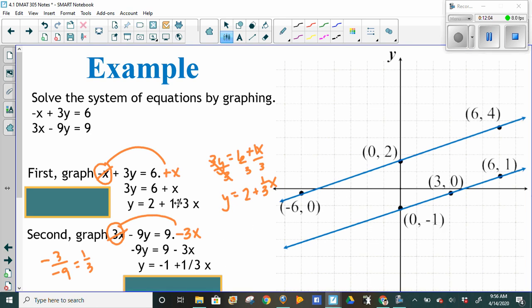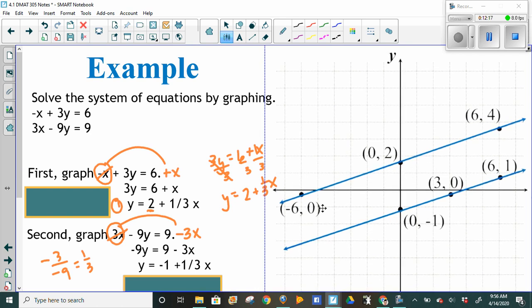So starting with this equation here, equation 1, 2 is your y-intercept. So we're going to start at 2, and this looks like it's a little bit off. I guess when I enlarged it, it skewed it just a little bit. So we're going to rise 1, run 3. So we're going to rise 1, 1, 2, 3.